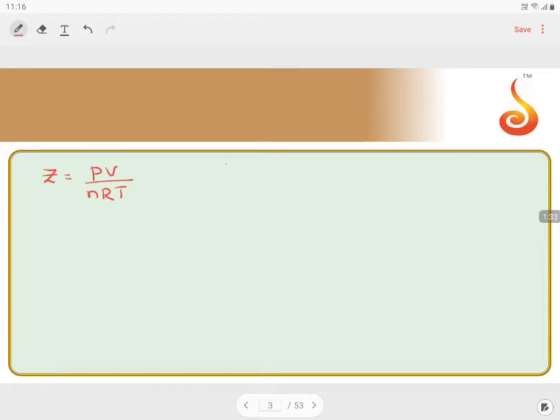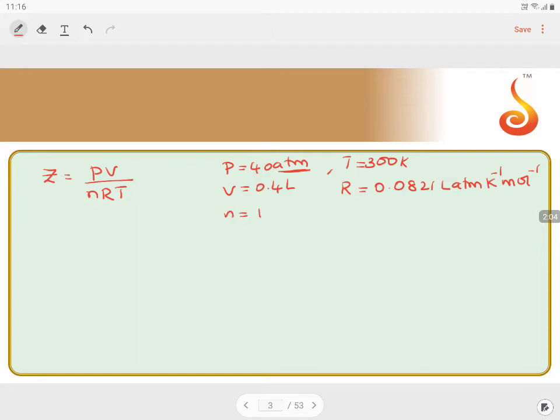Given in the question, the pressure is 40 atmosphere. Volume is given to us, which is 0.4 liters, and temperature is 300 Kelvin. Since pressure is expressed in atmosphere, R will be taken as 0.0821 liter atmosphere Kelvin inverse mole inverse. And the number of moles is given as 1 mole. This is all the data given to us.